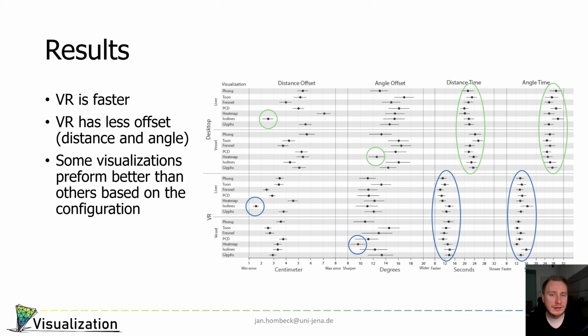So, what does this mean for us? Well, the key takeaway here should be that visualizations matter. They can not only improve, but also decrease the perception of shape and distance. So, we first have to think about the task we want to perform before choosing an appropriate visualization. This is not specific to VR, but also applies to desktop applications.